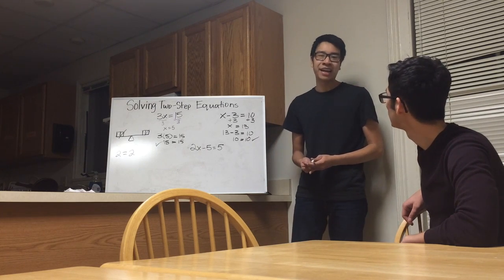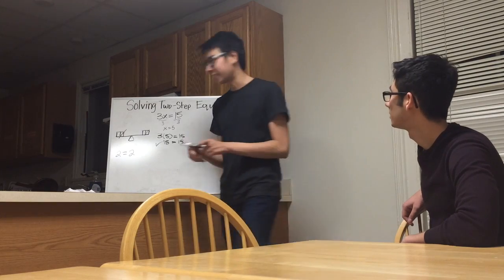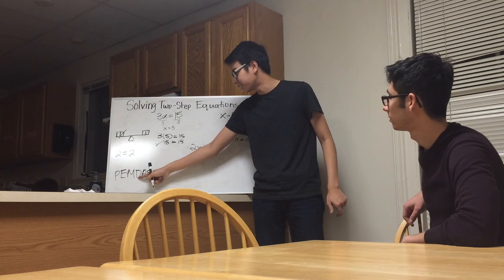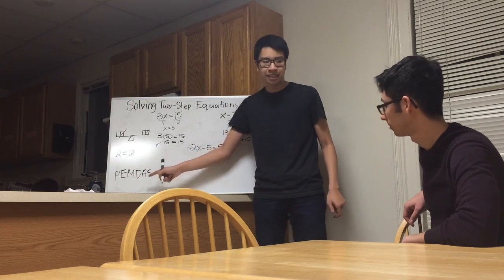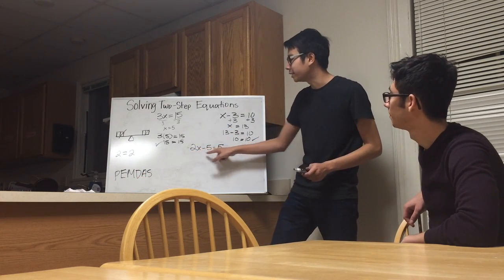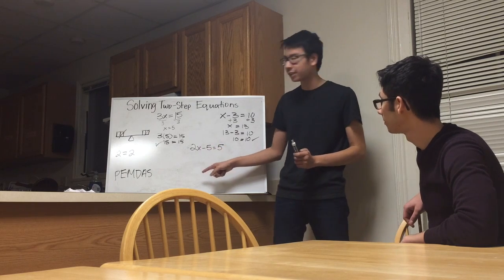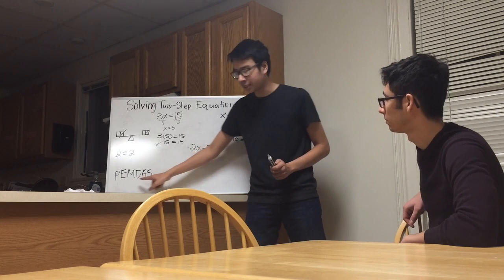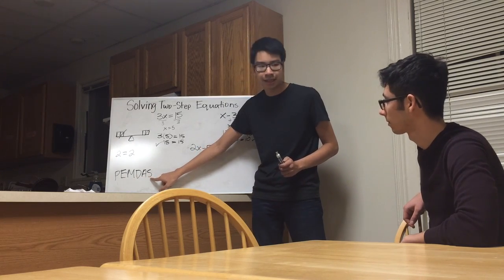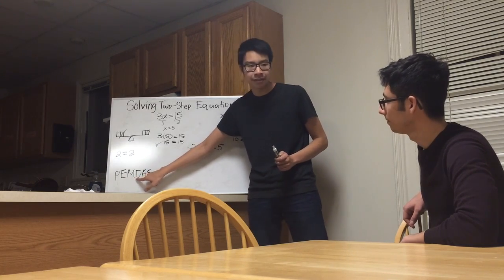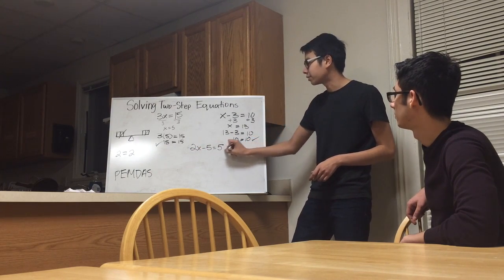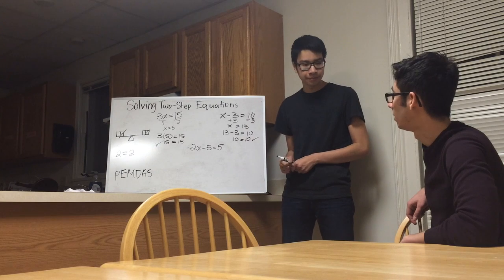Like PEMDAS? Yeah, PEMDAS. Please excuse my dear Aunt Sally. That would be parentheses, exponents, multiplication, division, addition, and subtraction. Since we're trying to undo the equation to isolate the x, we have to work through PEMDAS in reverse. So you start with addition and subtraction, and then you do multiplication and division. So for this equation, 2x minus 5 equals 5, what would you do?